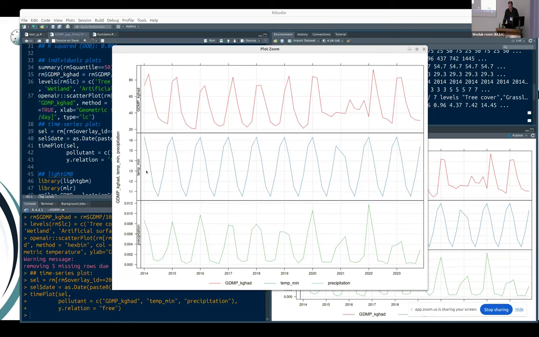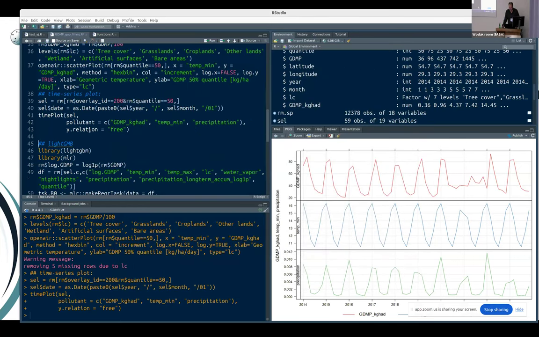And you see the geometric temperature and then precipitation. Precipitation is also a variable. This one should actually be totally symmetric. And maybe there's a missing point. There's a missing point here, yeah. So it cuts it here. So it looks like it's different, but it's actually a missing point here.